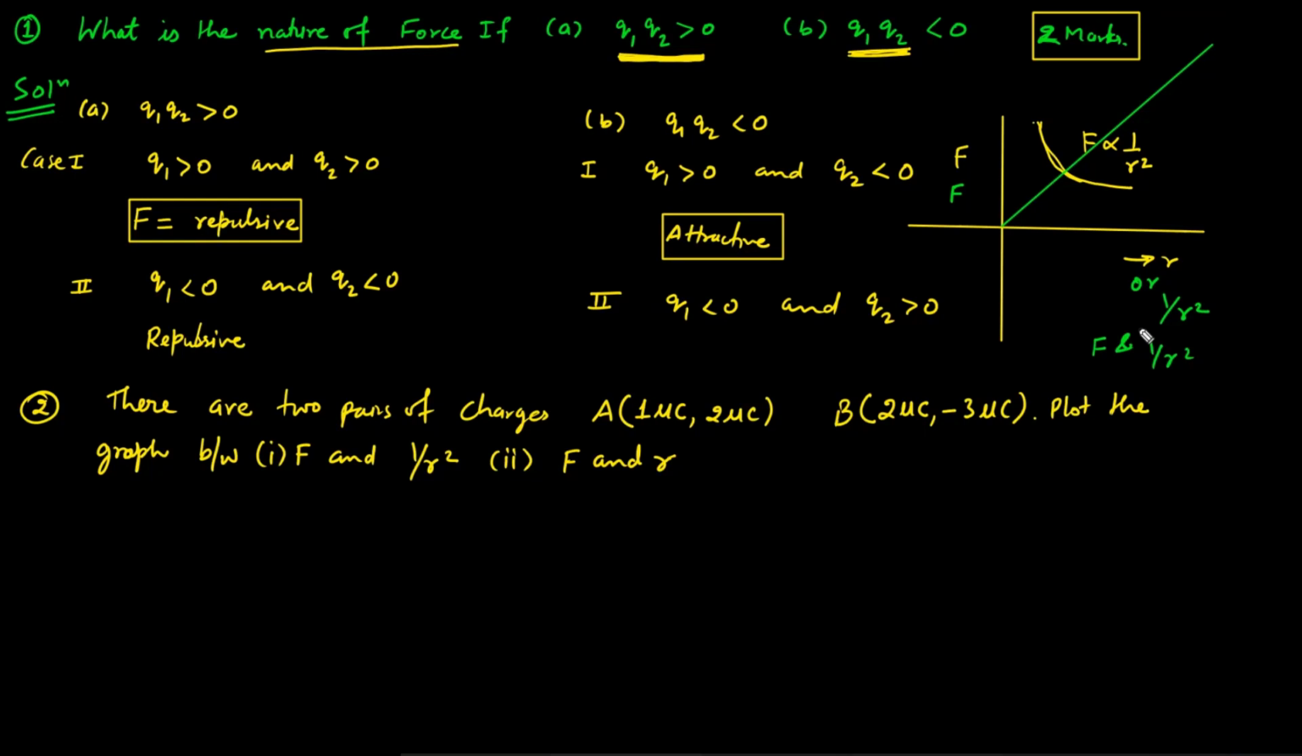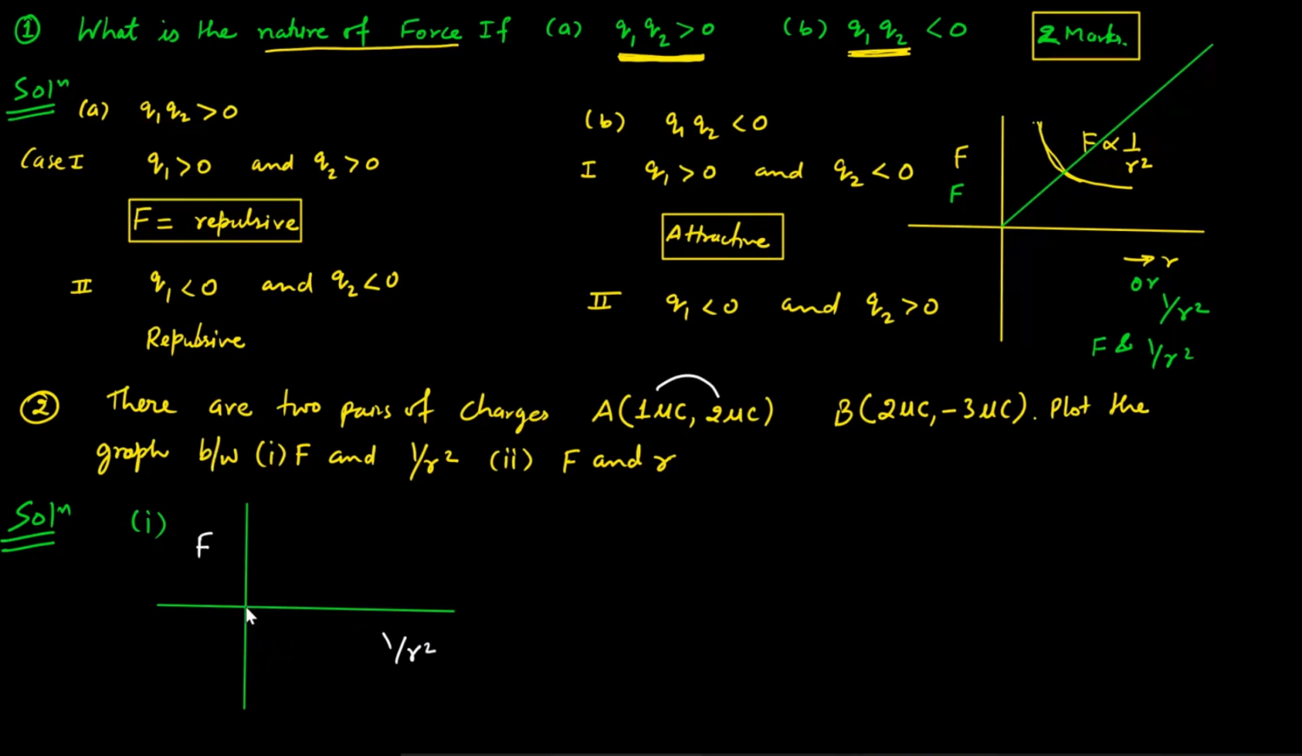Okay. Now let's plot the graph for the first and second section. For the first one, on the y-axis we will take force, and on the x-axis it is 1 upon R square. Now can I say 1 into 1, that will be repulsive force only?